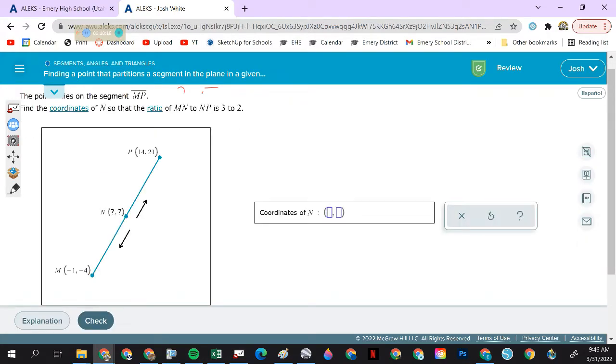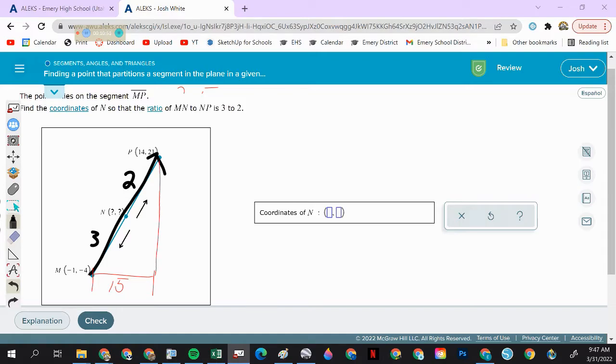Okay. So this says we're going to be moving from M to P. So we're moving in that direction. So the MN portion, so this portion here is a 3, and this portion here is a 2. So let's do the X's. The full movement goes from -1 to 14. So that is a movement of 15 for the X. On the Y-axis, we move from -4 to 21, which is 25.